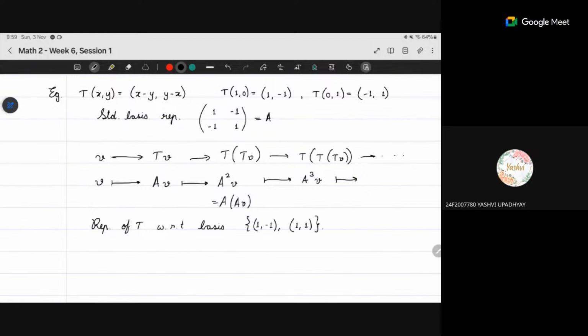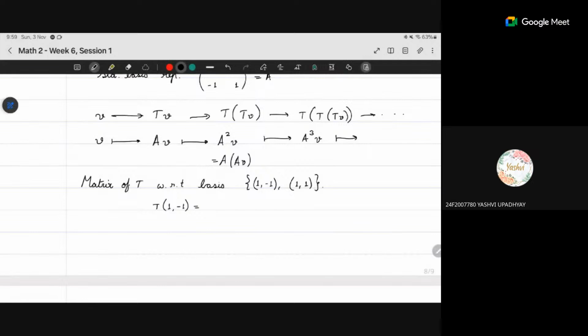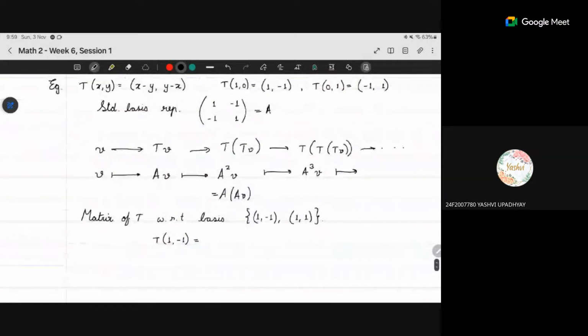So what is the representation, or what is a matrix? Let me call it the matrix of T with respect to this basis. To see that, I need to do this first. What is T of (1, -1)? It's nothing but (2, -2), right? And this is 2 times (1, -1) plus 0 times (1, 1).